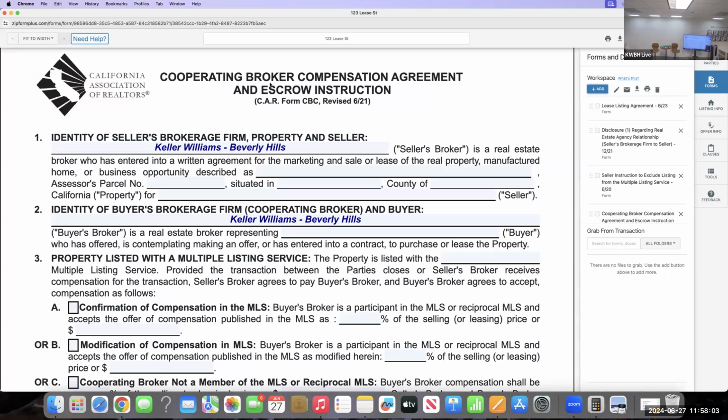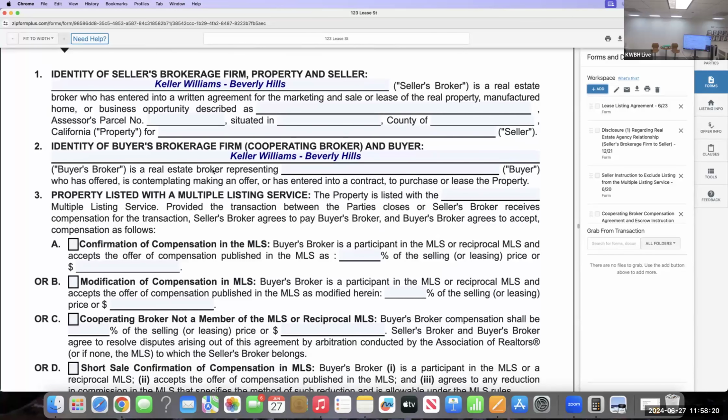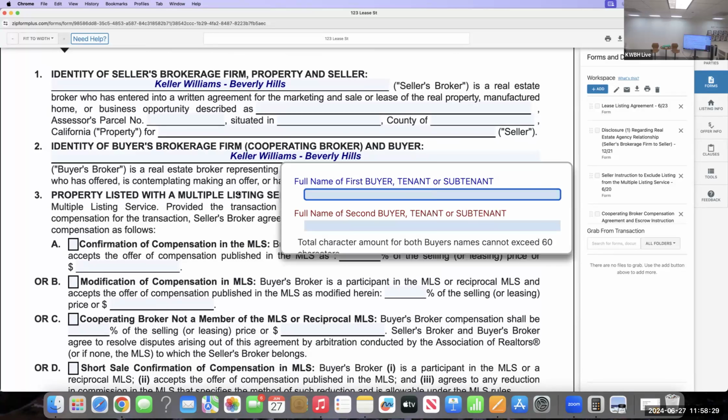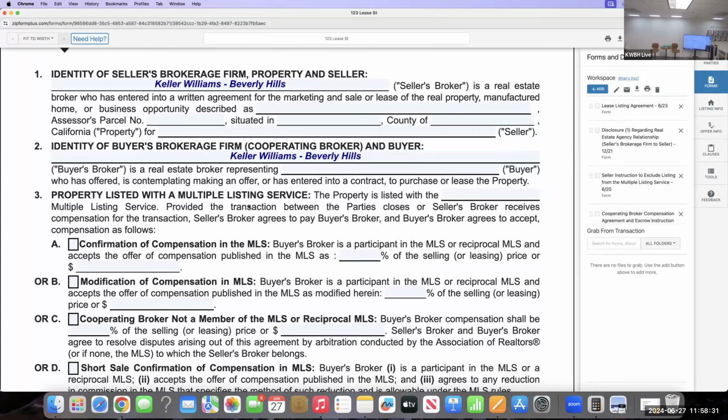Cooperating broker. If you're representing the buyer or the tenant, you're the cooperating broker. You're either the listing broker or the cooperating broker. Okay. So let's see what this says. So Keller Williams is the seller's broker. And there's the property address. Identity of the buyer's brokerage firm. Okay, so here, it could be any broker. And who are they representing? So you need to put the buyer's name or the tenant's name.